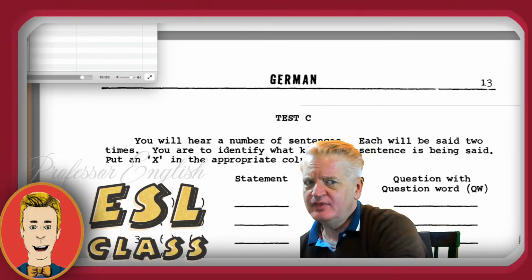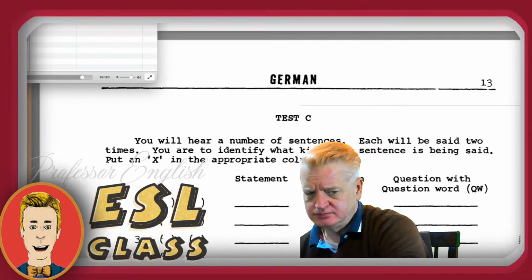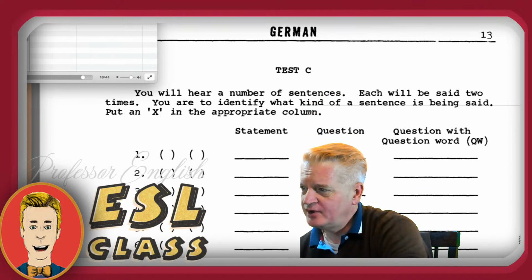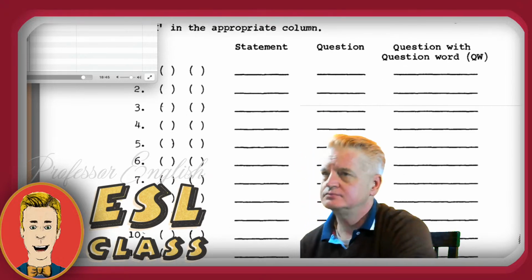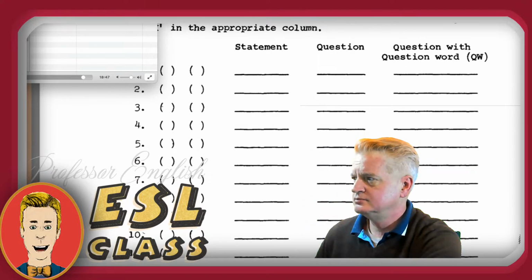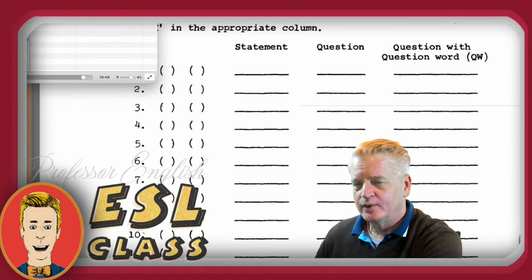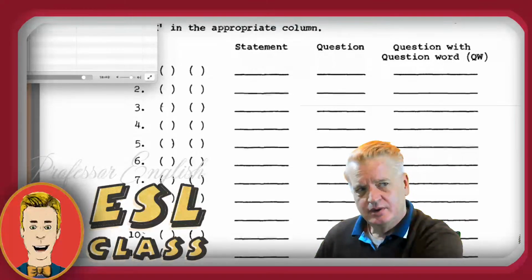Number 2. That sounds like a question. Der Wein und das Bier sind gut. That does not. That sounds like a statement. Der Wein und das Bier sind gut. Number 3. Aber der Kaffee ist nicht gut. And that doesn't. That sounds like a statement also. Aber der Kaffee ist nicht gut. 4. Wo ist Frau Schneider? That's a question with a question word. Wo ist Frau Schneider?